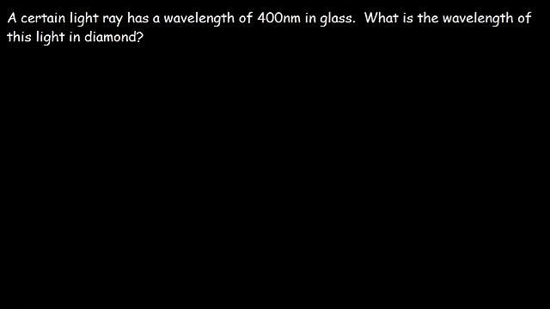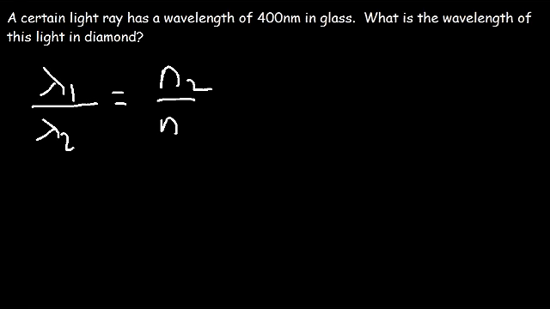A certain light ray has a wavelength of 400 nanometers in glass. What is the wavelength of this light in diamond? What equation do we need for this problem? So, if you have one wavelength and you want to find another, you can use this equation. Lambda 1 divided by lambda 2 is equal to n2 over n1. So let's say lambda 1 is 400 nanometers. We're looking for lambda 2.